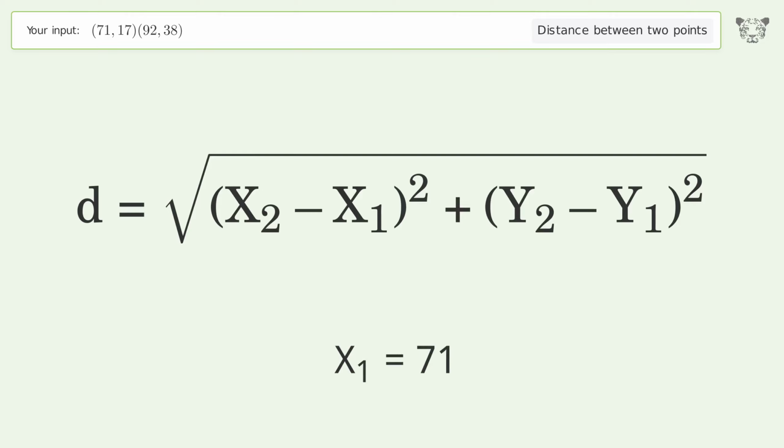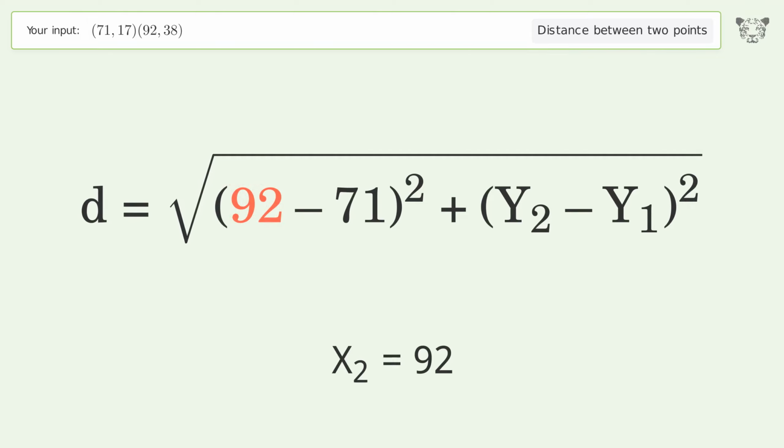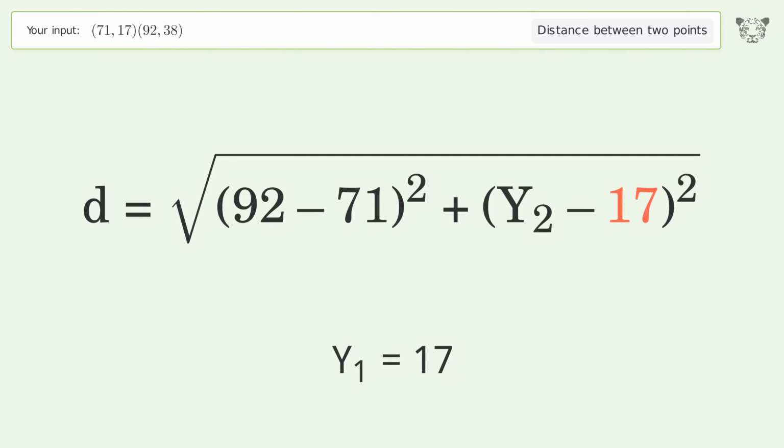x1 equals 71. x2 equals 92. y1 equals 17. y2 equals 38.